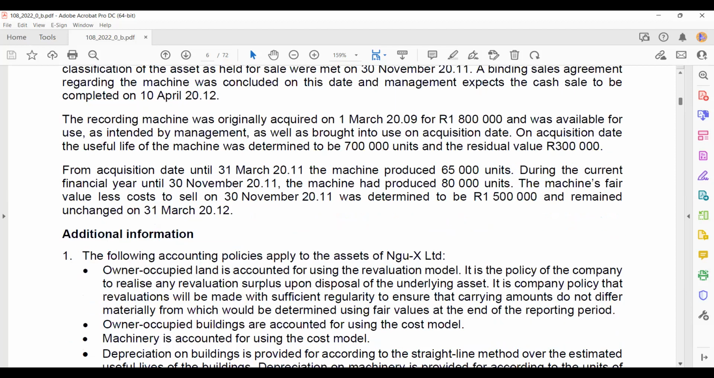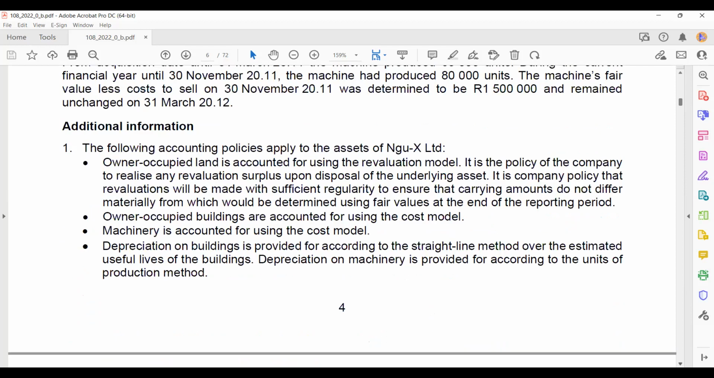Additional information: the following accounting policies applied to the assets of Ngu-X Ltd.